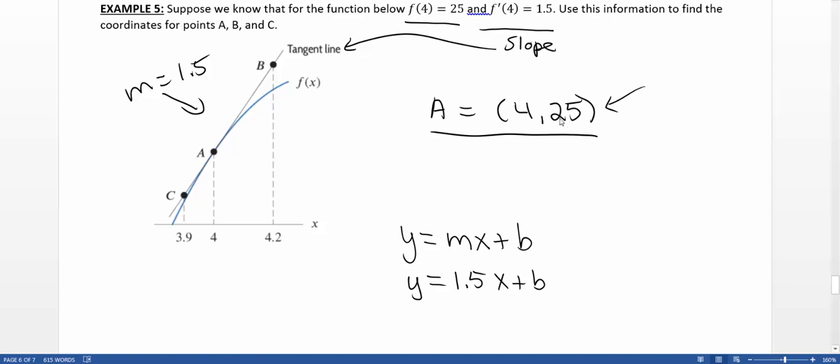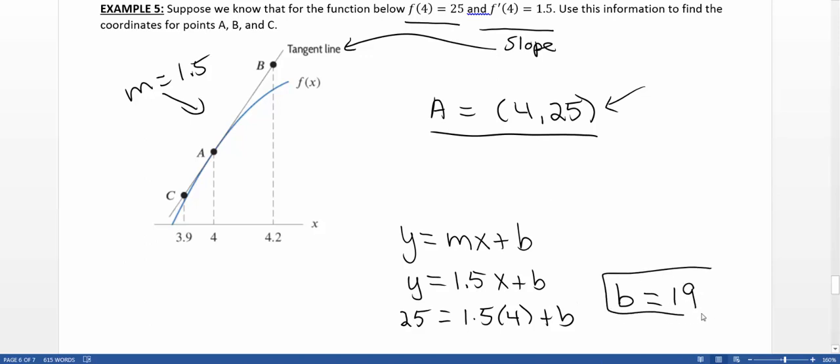So we take our point, (4, 25), and we plug it into the appropriate place. So 25 is the y value, 4 is the x value. So 4 times 1.5 is 6, and we subtract 6 from both sides, and that tells us that b equals 19. So that means that the equation of this line is y equals 1.5x plus 19.